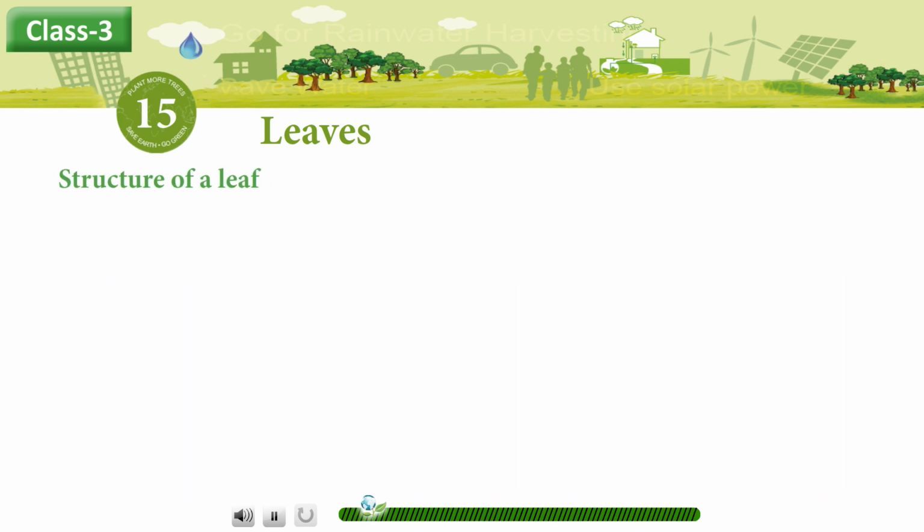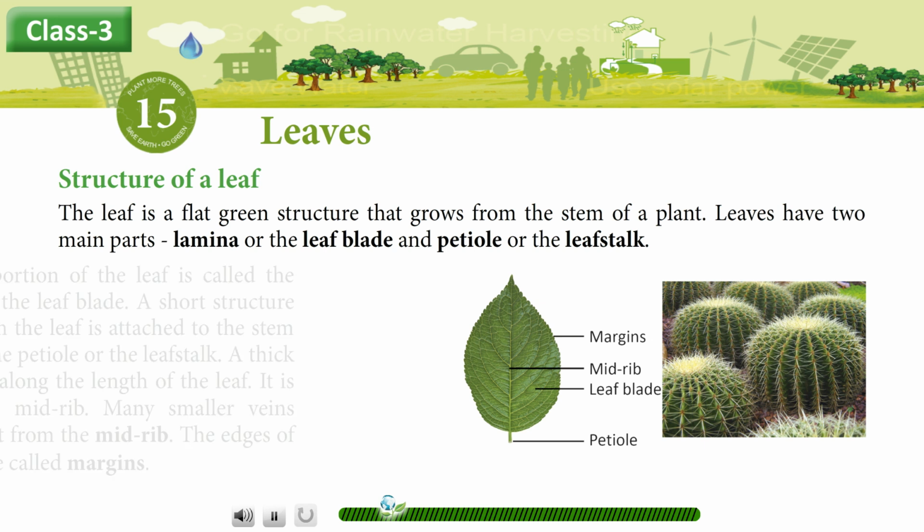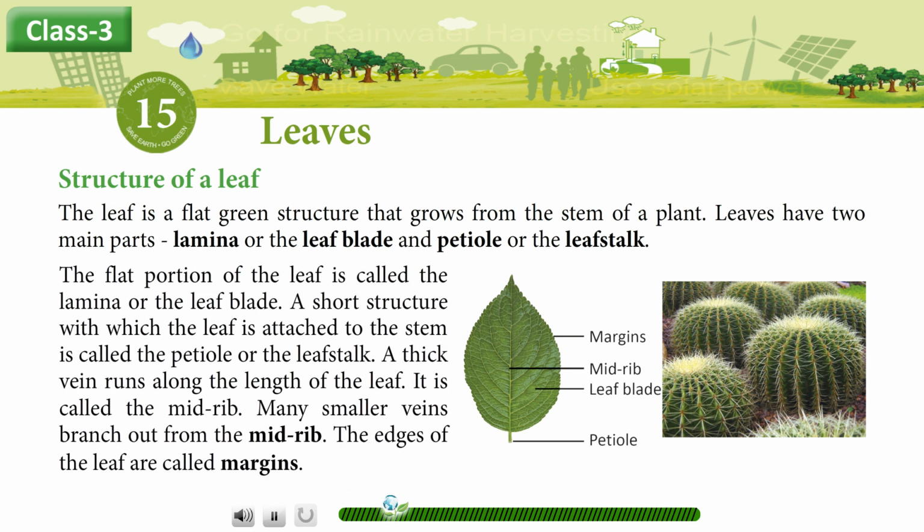Structure of a leaf. The leaf is a flat green structure that grows from the stem of a plant. Leaves have two main parts, lamina or the leaf blade and petiole or the leaf stalk. Margins, midrib, leaf blade, petiole. The flat portion of the leaf is called the lamina or the leaf blade. A short structure with which the leaf is attached to the stem is called the petiole or the leaf stalk.